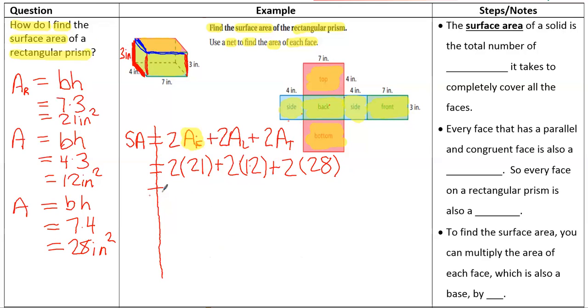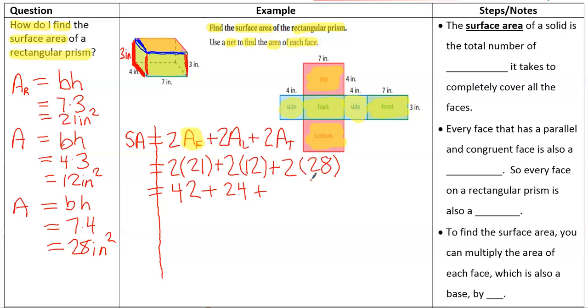So we have to multiply 21 times 2. Can you do it in your head? That's 2 groups of 20 and 2 groups of 1, 42. Plus 2 times 12, that's 2 groups of 10 and 2 groups of 2, that's 24. Plus, 2 groups of 28.